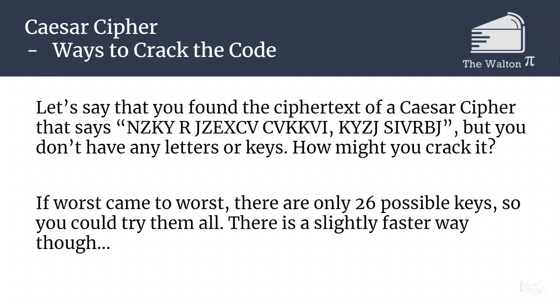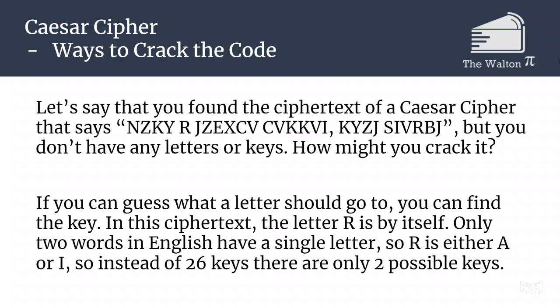If you look at the message, you notice that they left spaces in. So you can see that the first word has 4 letters, the second word has 1, the third word has 6, and so on. But how many English words actually only have 1 letter? There's only 2. The word I and the word A. So that means we can eliminate all but 2 of those possible keys. We know R is either A or it's I. So instead of 26 keys, there's only 2 keys, which means that it's a lot faster to crack this.